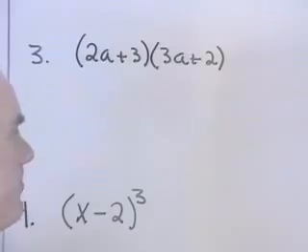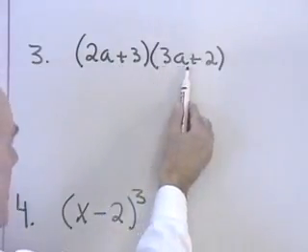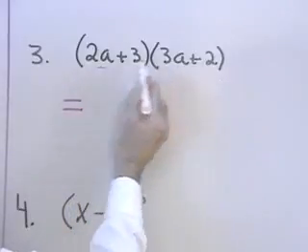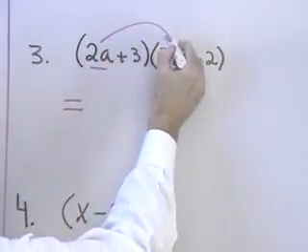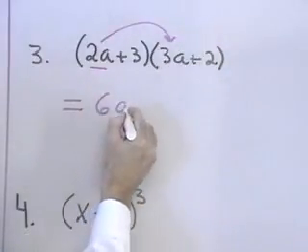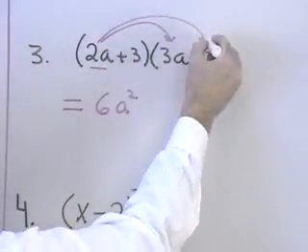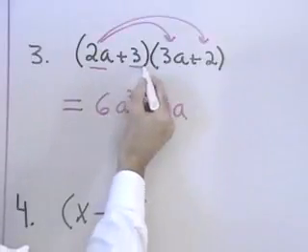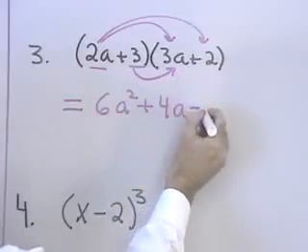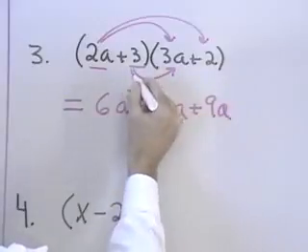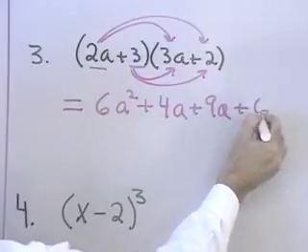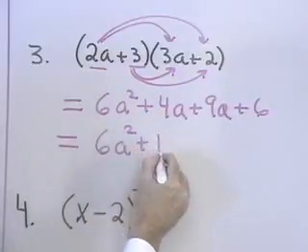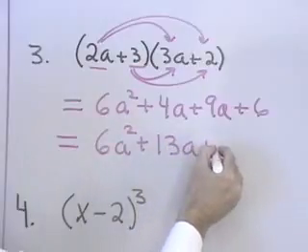Here's our next example. I have this binomial times this binomial. I want to multiply each term here times each term here. So I'll start with 2a and multiply times 3a. That will give me 6a squared. 2a times 2 will give me 4a. Now I'll move to this term and multiply 3 times 3a. That will give me 9a. And then 3 times 2, that will give me 6. Now combining similar terms, I have 6a squared plus 13a plus 6.